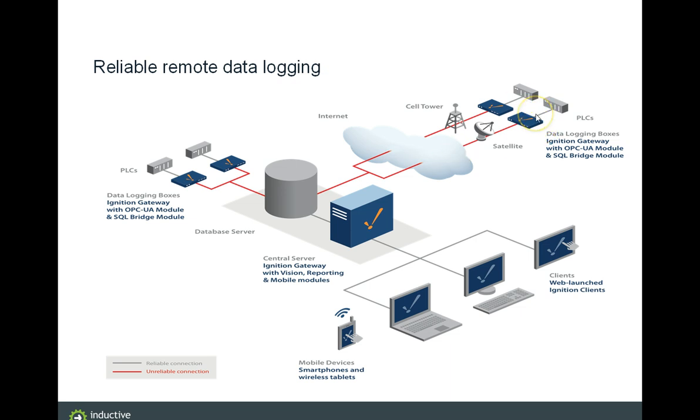It's not necessary, but what it does is it allows you to use a feature called Store and Forward. Store and Forward means that if this connection should break right here, Ignition will continue to cache the data. So it'll store the data from these PLCs out here, cache it, and then when the connection comes back up, it'll forward it over the network to the main central server. So it'll get all the timestamps and everything correctly, so it won't look like you're missing any data. So that's what we call the reliable remote data logging architecture.